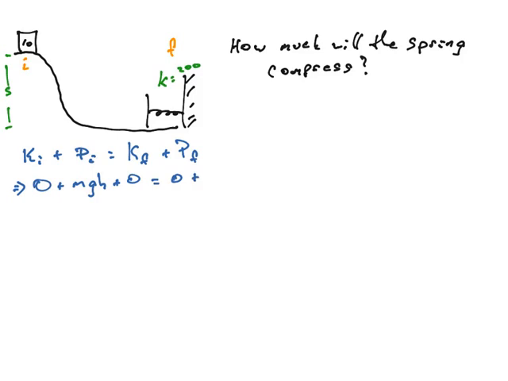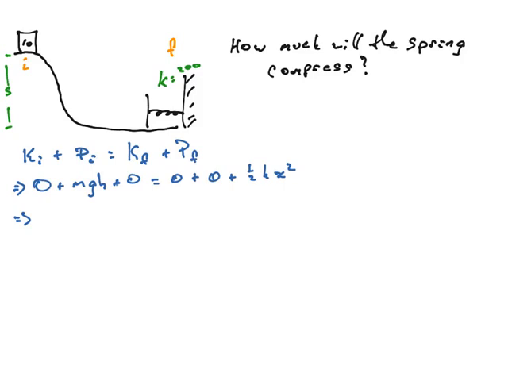Second, am I some distance above the ground? No, I'm at the bottom. I've already slid down to the bottom, hit the spring, compressed it. So I'm no height above the ground, no MGH. Third question, am I compressing or stretching a spring? Yes. At the final location, I've compressed a spring, so there's 1/2 kx squared. All right, so here's my equation.